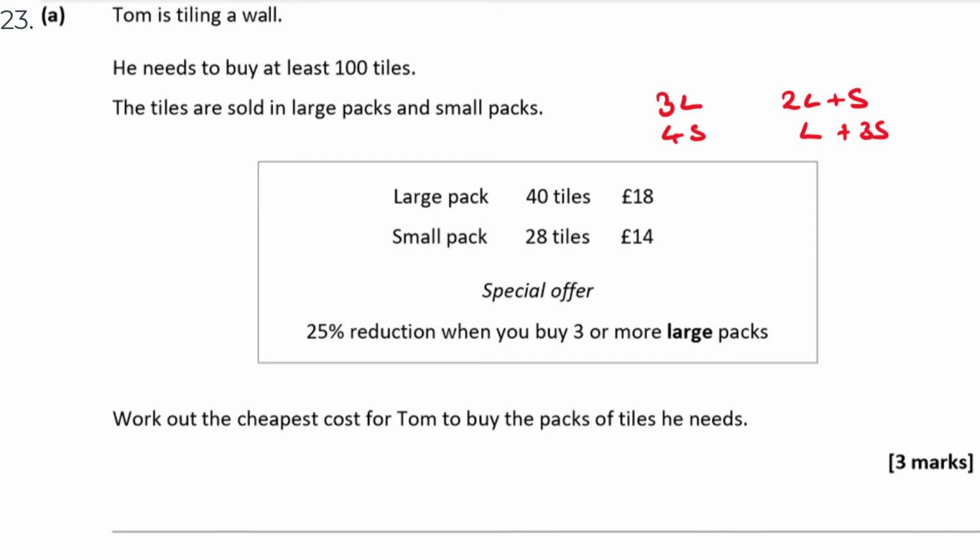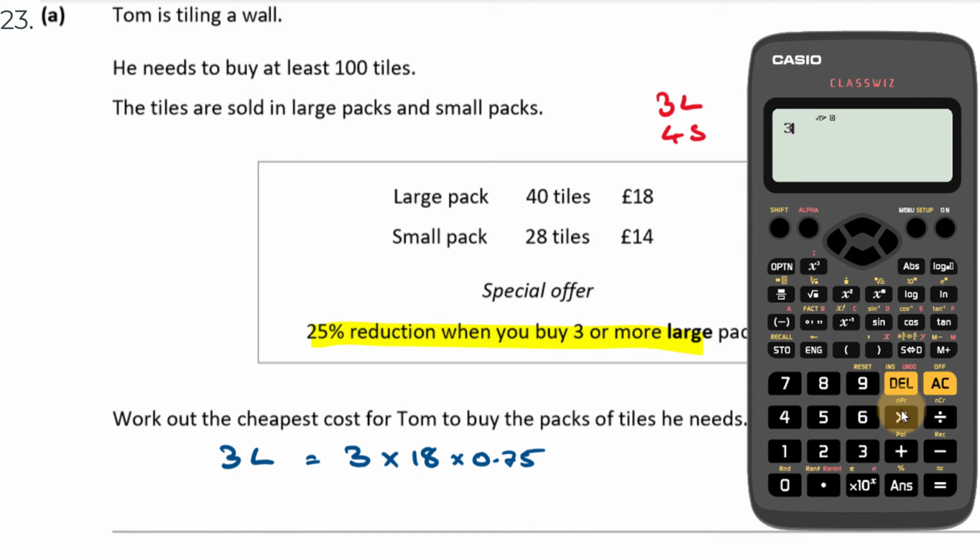Okay, so let's try working out 3 large ones to start with. Now 3 large packs, it's going to be 3 lots of 18. Now remember though, we get to apply the 25% reduction. If you've got 100% and you reduce it by 25%, that leaves you with 75%, and 75% as a multiplier is 0.75. So to work out the cost here, I'm going to multiply it through by 0.75 at the end. So 3 times 18 times 0.75. That one comes to £40.50.